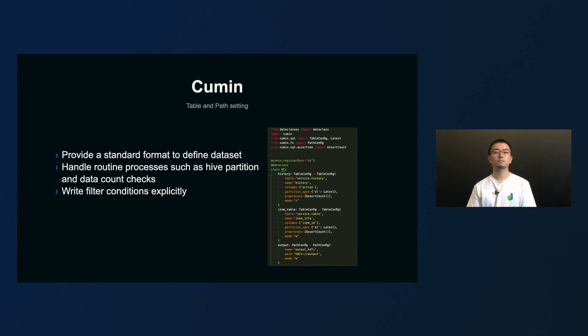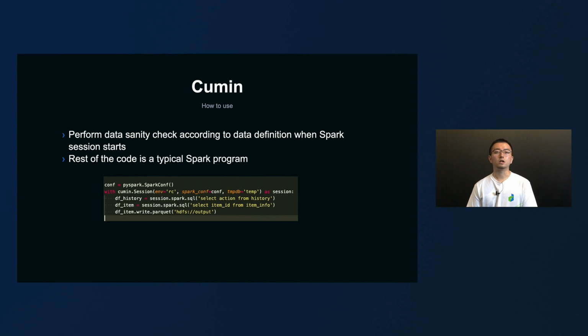Next is how to use Cumin. Basically, no special process is needed to use Cumin. You can just start the Cumin process just like starting a Spark session. Using only this description, you can use Spark in the back end and access the tables that were set using Spark, just like before. Also, if there are items to check the number of data records in the setting, the validation will run automatically and a warning will be issued if there's any problem.